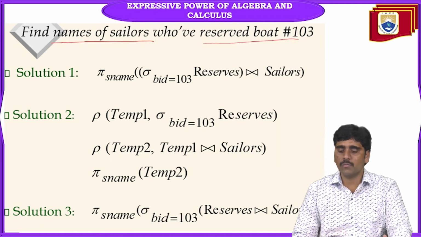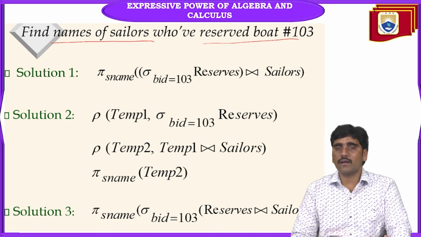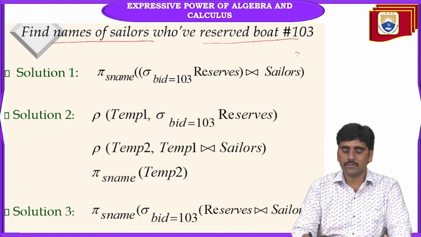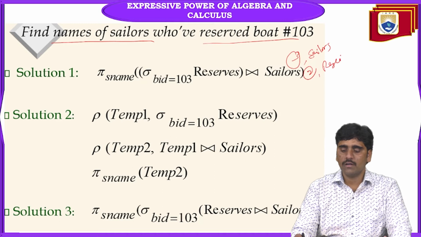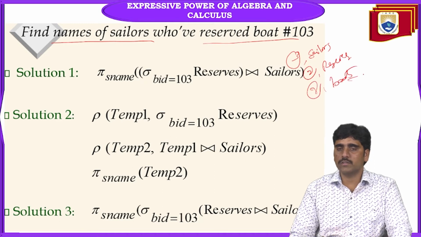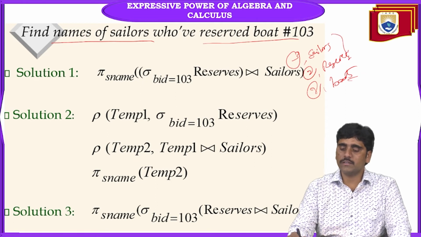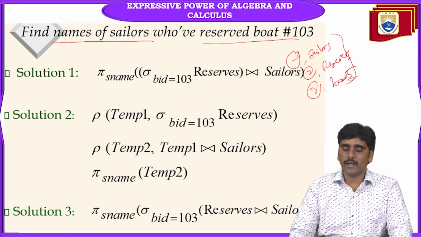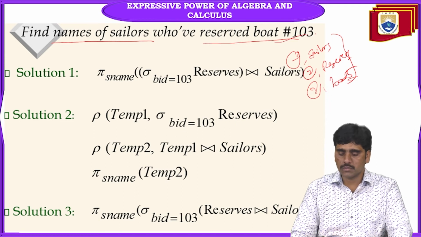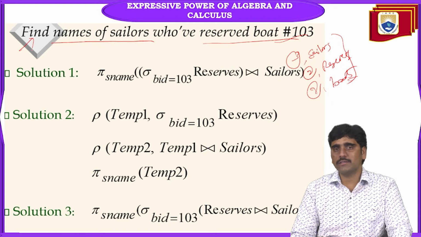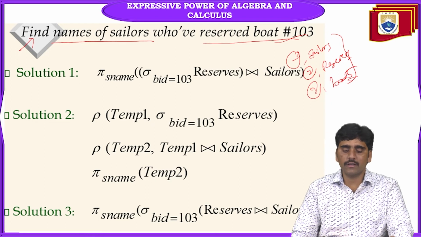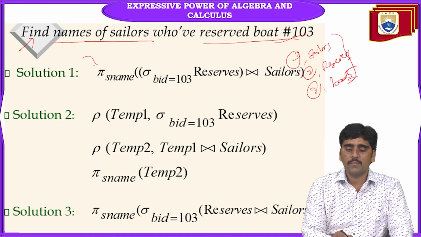Who have reserved a boat 103. So here I can have three tables: the sailors table, the reserves table, and the boats table. So you can create these three tables and mention the boat IDs also, and write this query in the normal way. So we can write the unsafe query with the help of this projection operation.